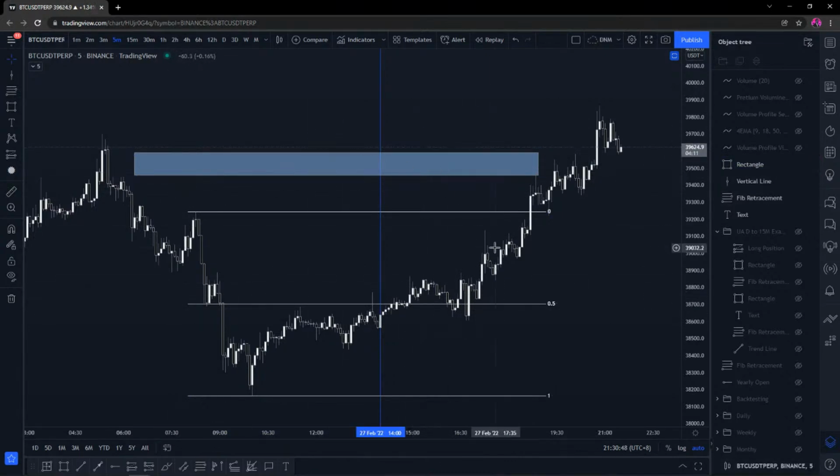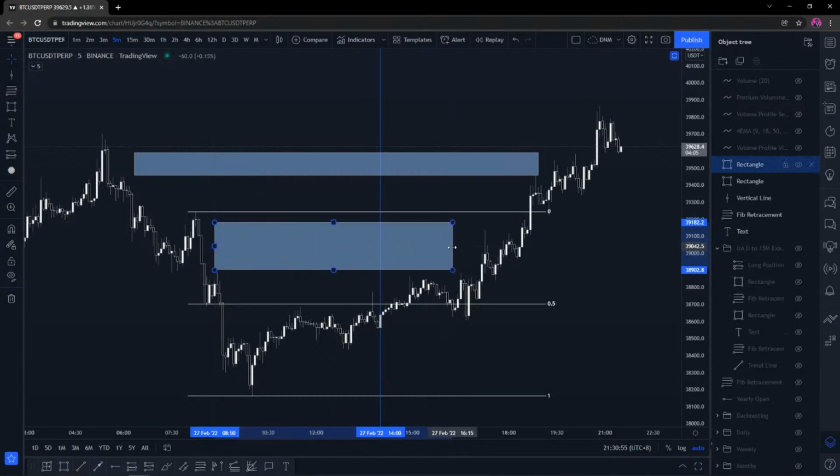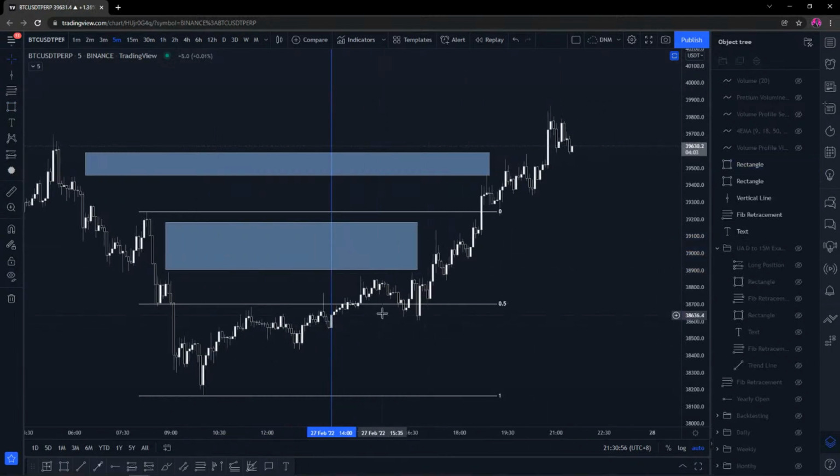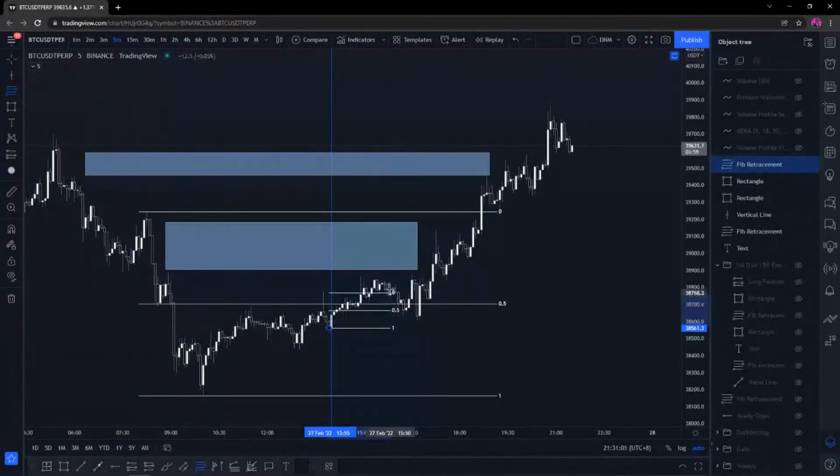There really isn't one from the rally portion, right? But if you think that price is going to come up and take this area through here, then you could potentially look for an entry in this zone. So had you gone up here, you pull your fibs up, and you've got your white fibs right through there.